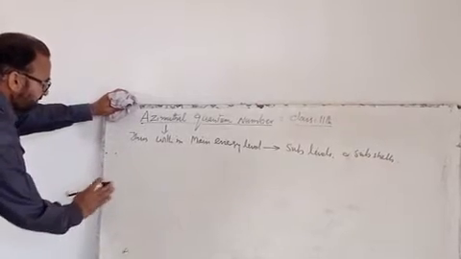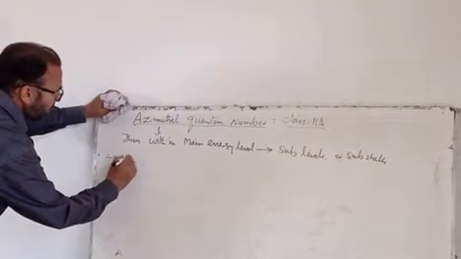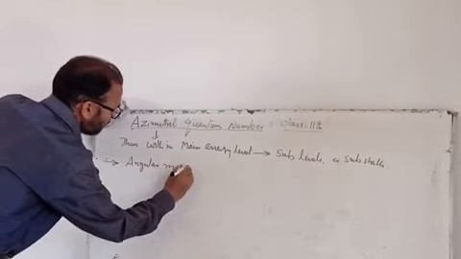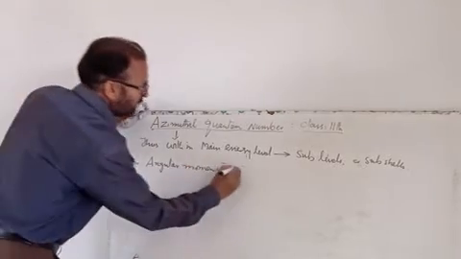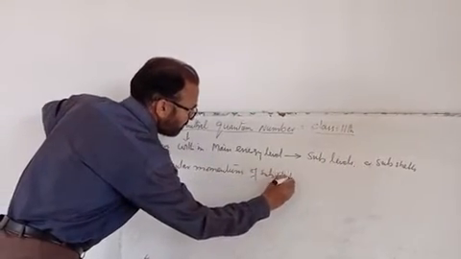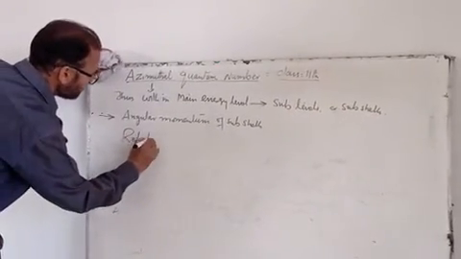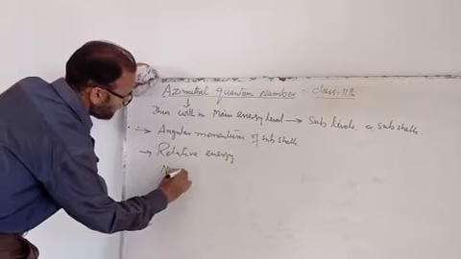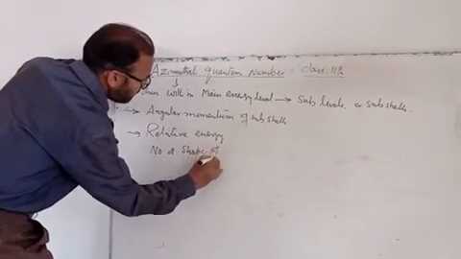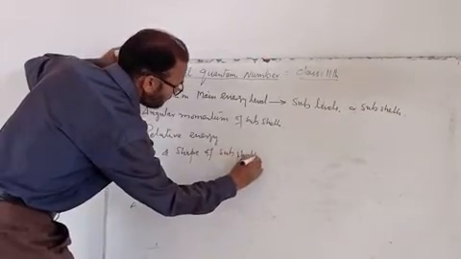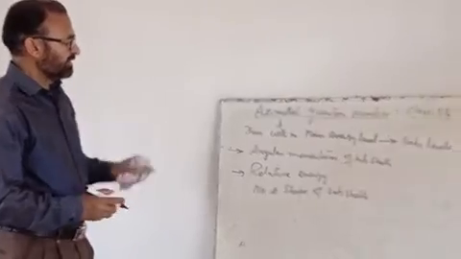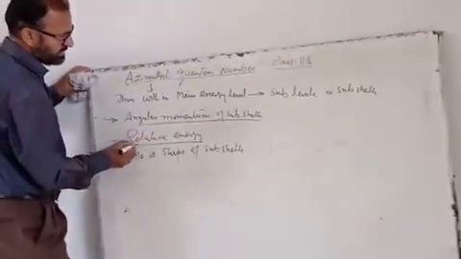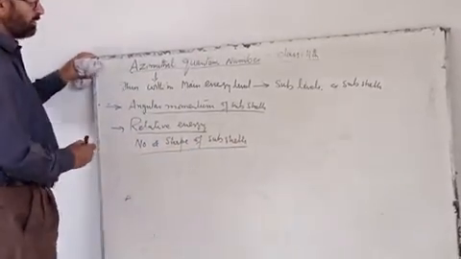So the azimuthal quantum number gives information regarding the angular momentum of subshells, the relative energy of subshells, the number of subshells, and the shape of the subshells.